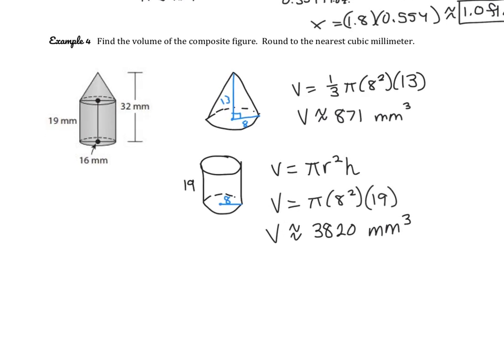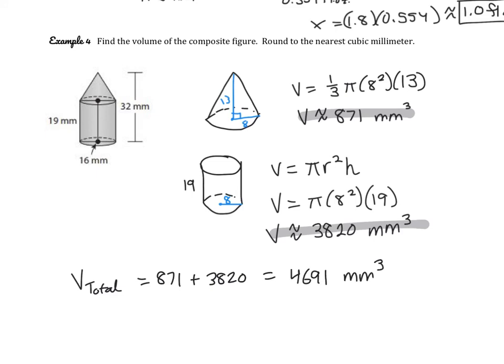So that means that our total volume should be the sum of the two individual volumes. So it should be 871 plus 3,820, which gives us 4,691 millimeters cubed.